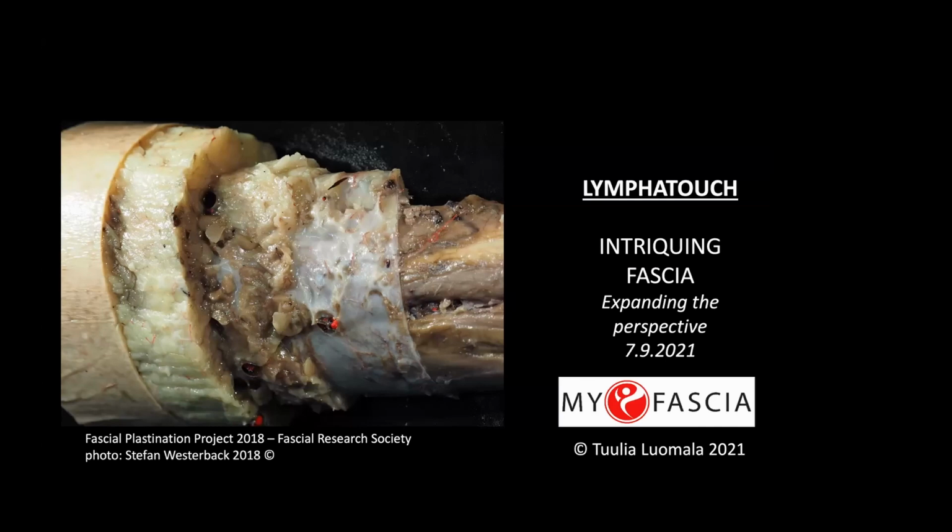And now in this webinar, we are looking at the fascia. We are expanding the perspective and looking at how the layers are. We are talking about the microscopic view and a little bit about the microscopic view also. But here you can see the layers of an arm in this image. The image is from Plastination Project 2018. And this was done in Germany, in Guben.